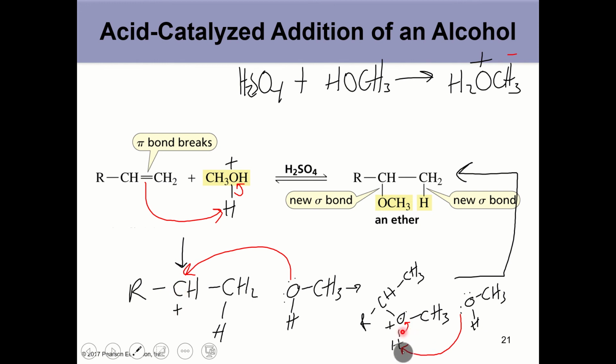This will result in a protonated ether. So we have R is there, CH3 is there, we have CH, and our OCH3 group. So here's the original piece, and here's our alcohol that added. In the next step, another molecule of alcohol will donate a lone pair to remove a hydrogen from the protonated ether. The oxygen to hydrogen bond of the protonated ether will break, sending the electrons back to the oxygen. This results in the final product of an ether.